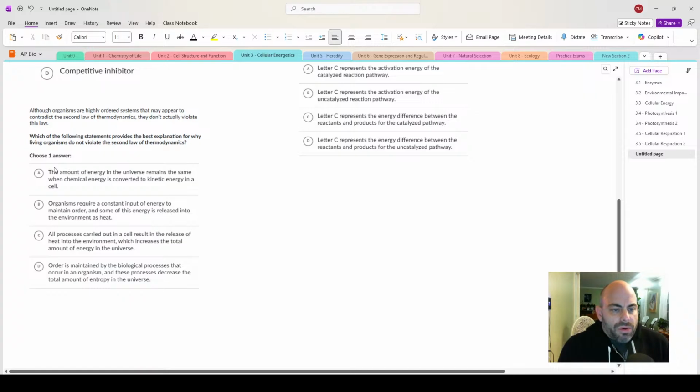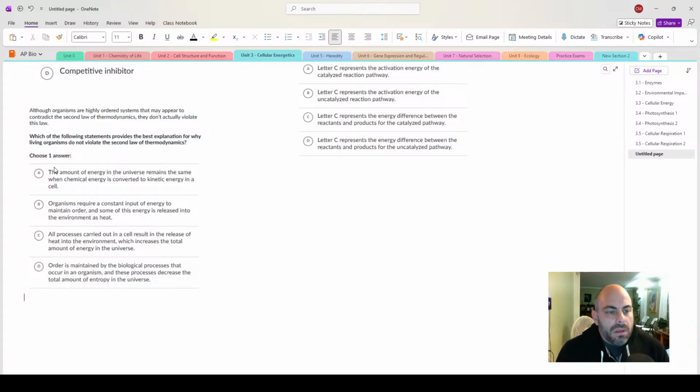Although organisms are highly ordered systems that may appear to contradict the second law of thermodynamics, they don't actually violate this law. Which of the following statements provides the best explanation for why living things do not violate the second law of thermodynamics? We remember the second law has to do with every energy exchange representing a loss of heat, and that's because entropy increases in systems, right? There's no such thing as a system that does not increase in entropy with every energy exchange. And so living things demonstrate this in a number of ways.